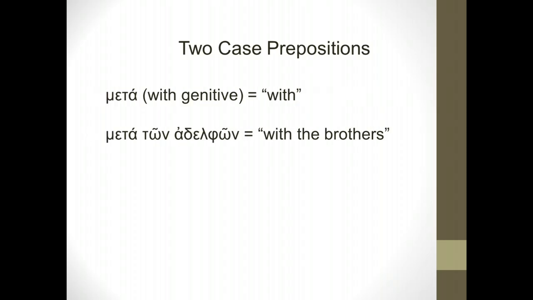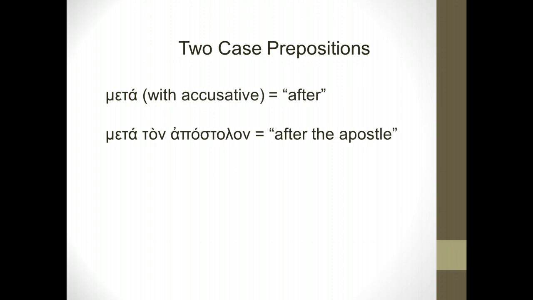Meta is another preposition that takes two cases. When meta is used with a genitive, it has the meaning of with. So here we have meta ton adelphon. Ton adelphon is a masculine plural genitive, and I would translate it as with the brothers. But when you put meta with an accusative, then it comes up with the meaning of after. So meta tous apostolous, being a masculine plural accusative, means after the apostles.